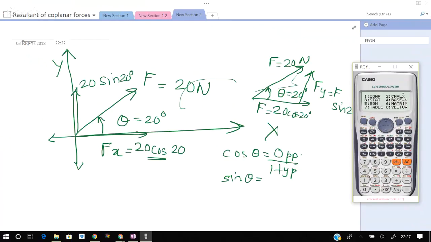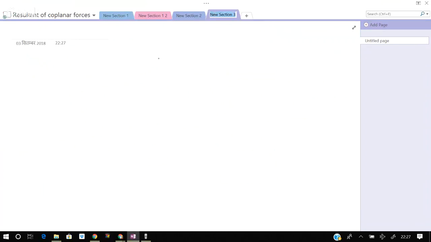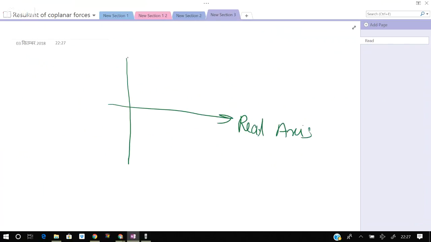First mode which we need to study is a complex mode. So in complex mode we have 5 plus 3i. We can convert this into r and theta. To understand this part, we will go over here. So over here we have y-axis and x-axis. So x-axis we will keep as a real axis and y-axis we will keep as imaginary axis.